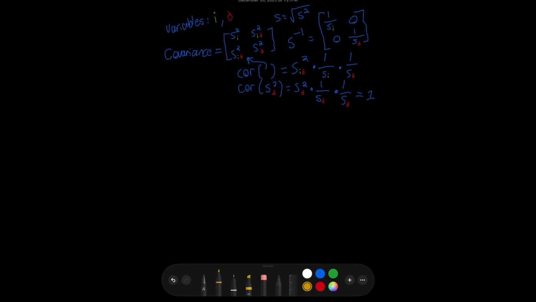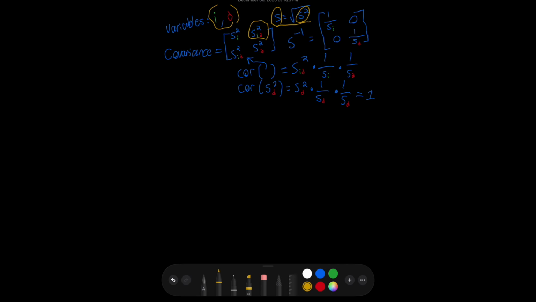So here I'm just going to explain what's actually going on when we calculate the correlation matrix. To start off with, I have my variables I and D for independent and dependent variable. And then directly underneath that, I have my covariance matrix. So this S sub I squared is going to be the variance in I, and S sub ID squared here is going to be the covariance between I and D. And then right next to it, I have S equals the square root of S squared, and that's just saying that the standard deviation S here is going to be equal to the square root of the variance, which I'm representing with S squared here.